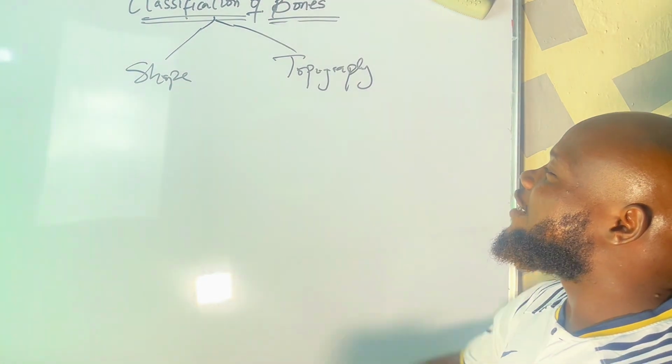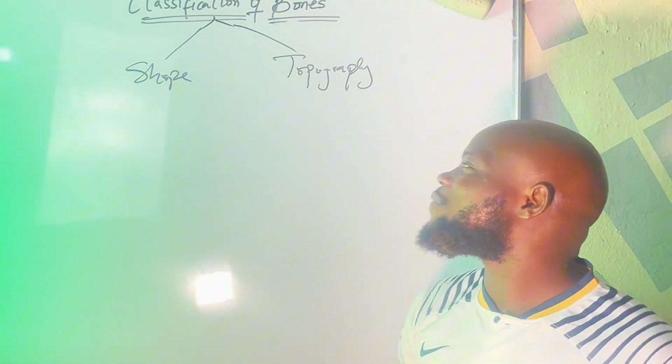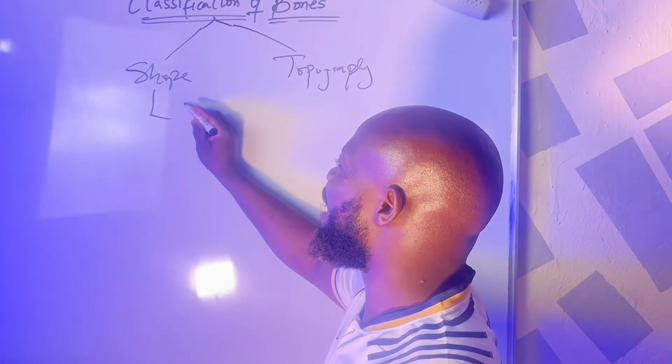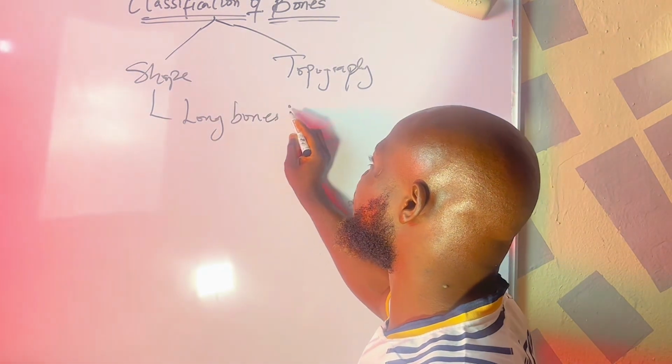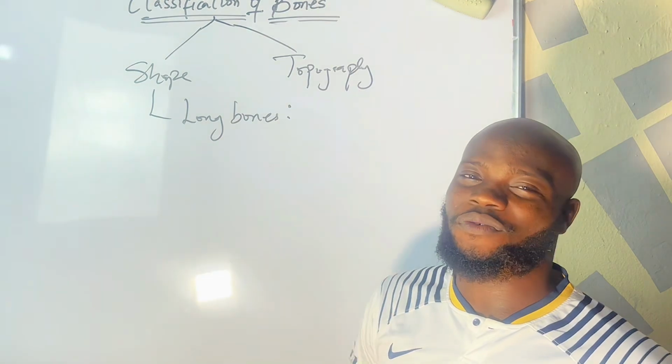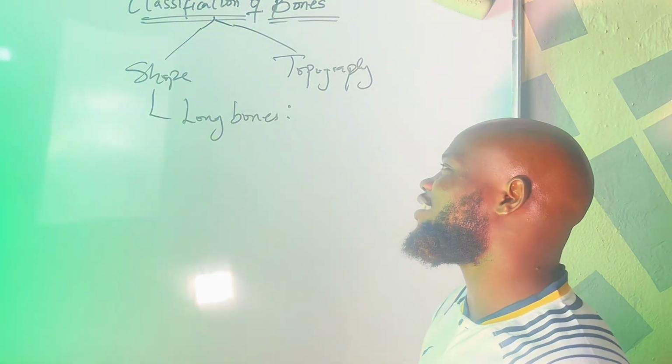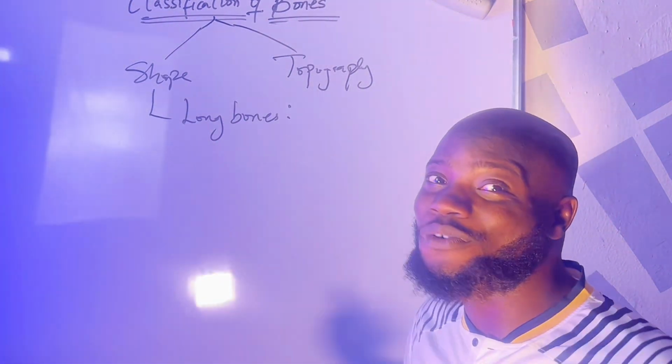So now let's look at classification of bones by their shape. One, we have long bones. Long bones, that's very simple for you to comprehend. A long bone means the bone is long.